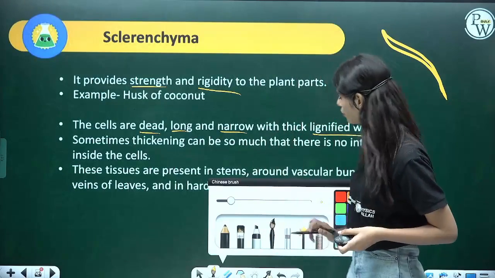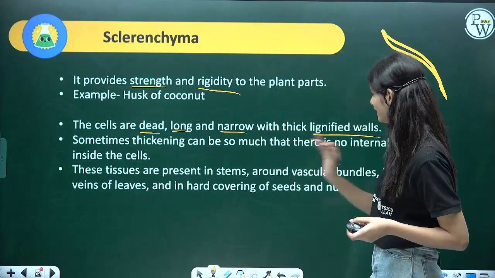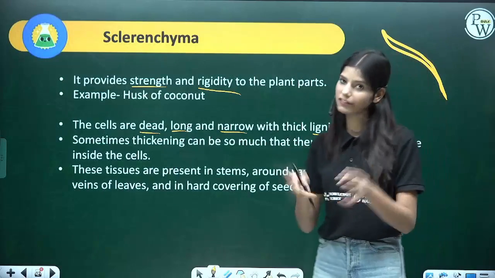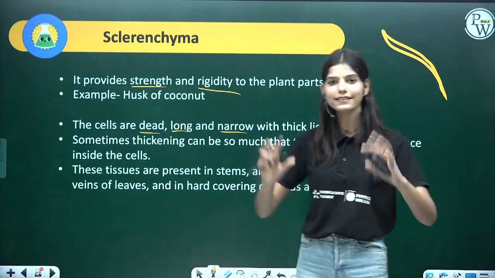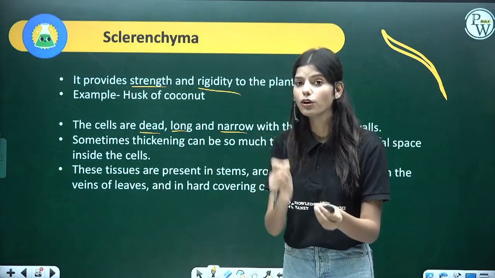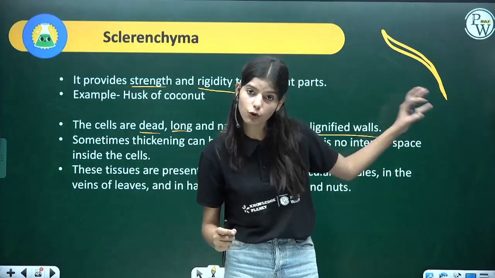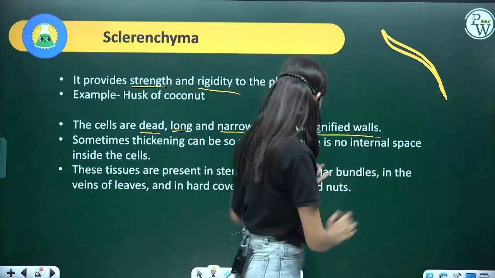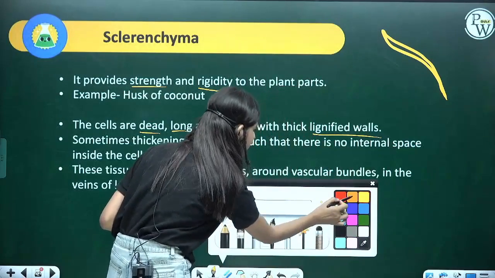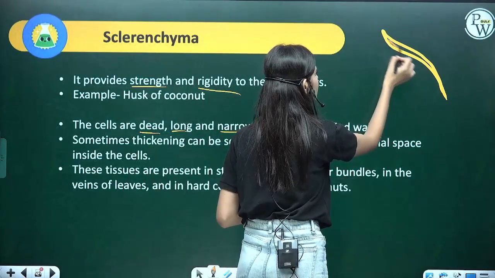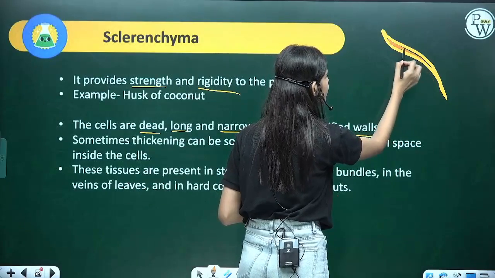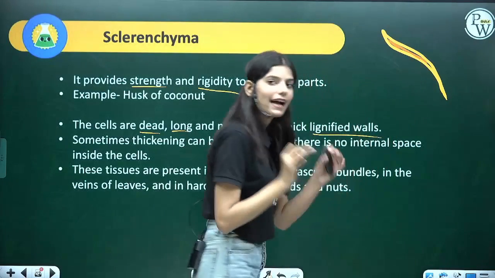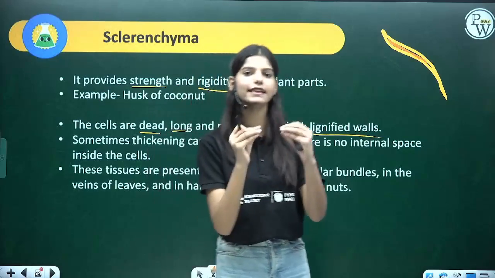Also, guys, talking about the cells, there are no intercellular spaces. Basically the cells are compactly arranged, and sometimes the walls can be so thick that they have no internal space. So the space that you see here can sometimes be absent as well. This space is normally very narrow.